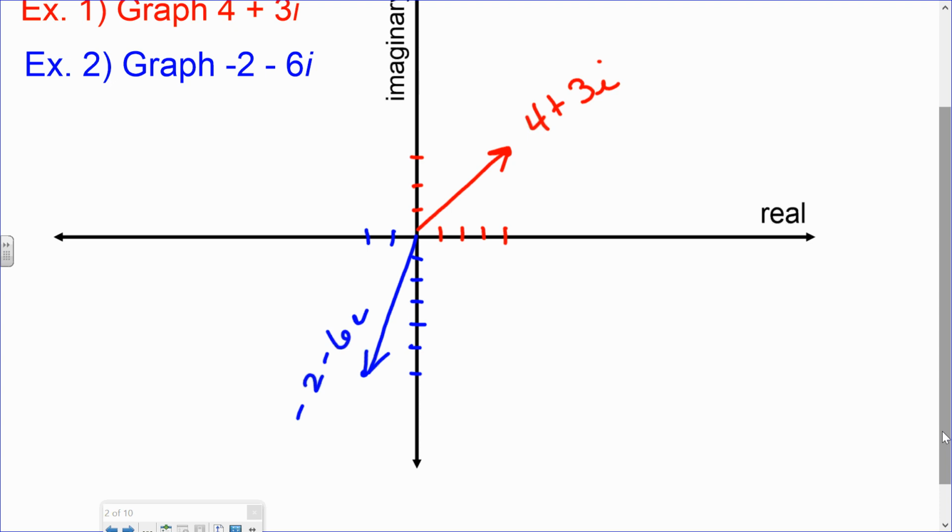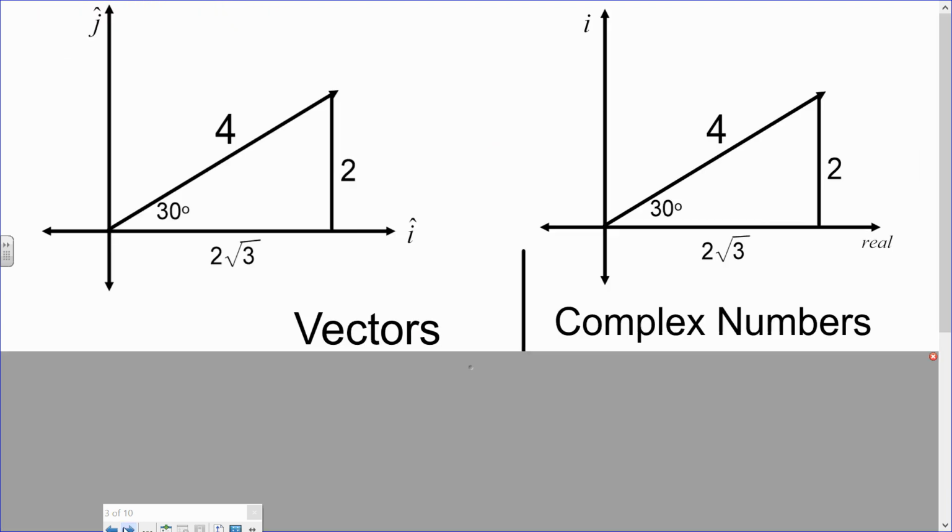Since this is so similar to what we've done with vectors, let's compare side to side. So I've drawn 30 degrees in both pictures, and it's 4 units long, and my sides of the triangle are 2 and 2 root 3 in them. Notice with a vector, the axes are i hat and j hat. With complex, it's real and i. Don't let yourself get confused. I hat is vector. i is imaginary number.